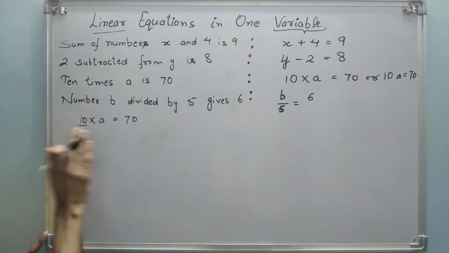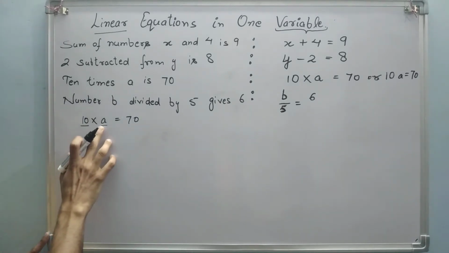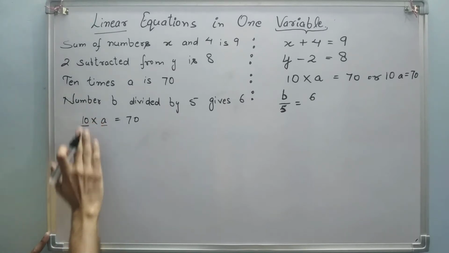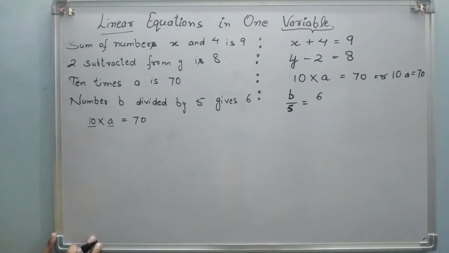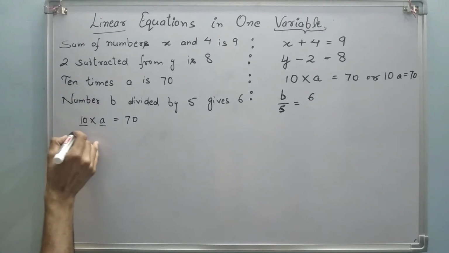What is the meaning of solving the equation? To solve the equation, we need the value of this a. So how to find the value of a? We will remove everything else from the left hand side. So whatever would be on the right hand side would be the answer. So here along with a there is 10 on the left hand side, so we want to remove it.